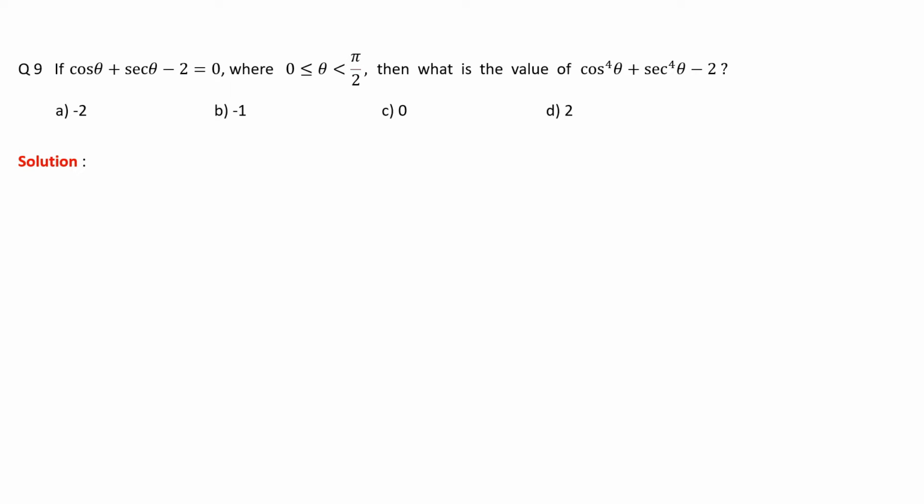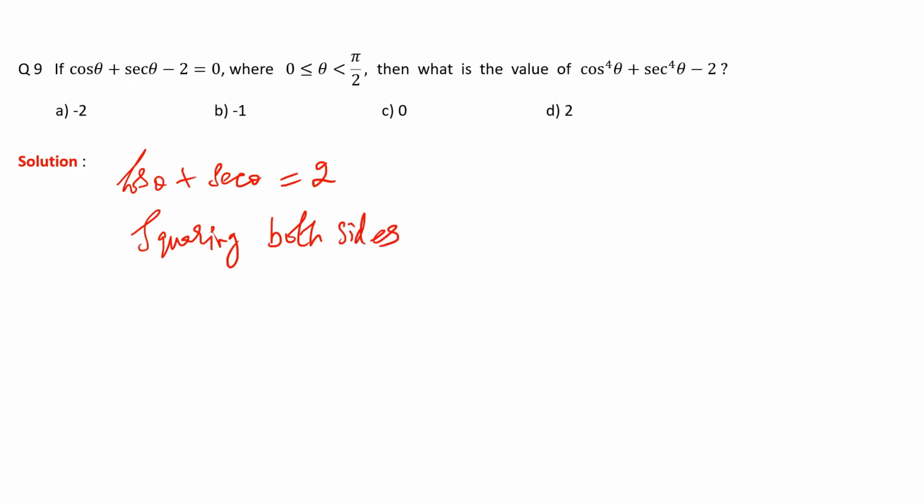First is, if I solve the equation cos theta plus secant theta minus 2 equal to 0 and get the value of theta that lies in the given interval, and then we can substitute that value of theta in the expression cos theta power 4 plus secant theta power 4 minus 2. This is one way. Another is, if I just take this expression cos theta plus secant theta equal to 2 and square both sides. I will be explaining you both the methods.